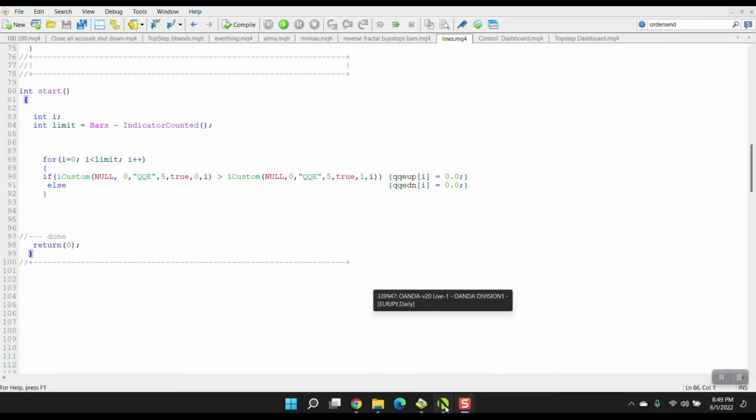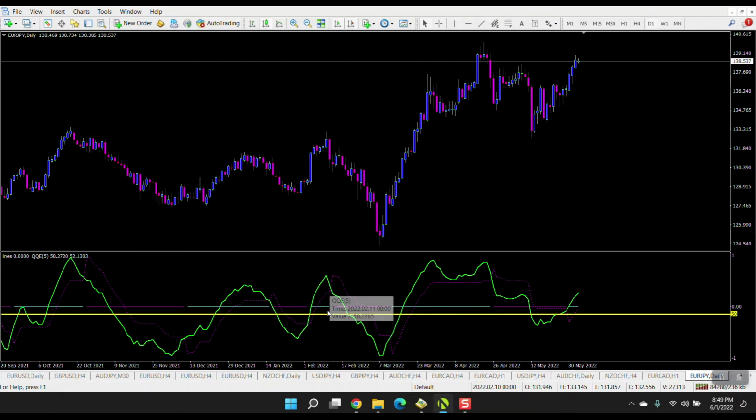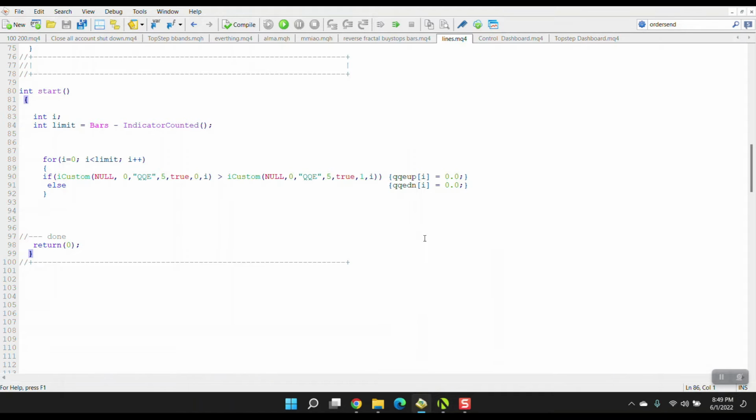And here's what it looks like on the chart without the QQE. So all we're doing is just the lines part. If you remember those lines, it was like 9 of them. So if the QQE, which is the green, is greater than the signal line, then the line here is QQE up in its aqua color, and it's equal to 0. When the QQE crosses below the signal line, the color is going to be magenta, because QQE down was magenta. Magenta, aqua.